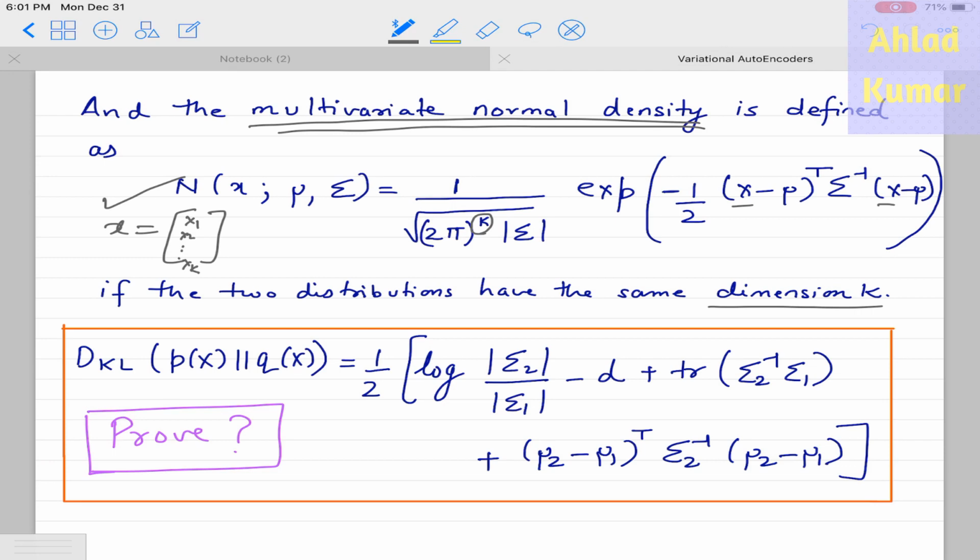If we have these two distributions as multivariate normal densities, then the KL divergence between these two normal distributions is defined like this. This is a very important expression which will be used in our variational autoencoders. So I feel that everyone should know how to derive it. In this tutorial, we will discuss the derivation so that you won't feel uncomfortable when I discuss variational autoencoders. So let's move forward and derive this.